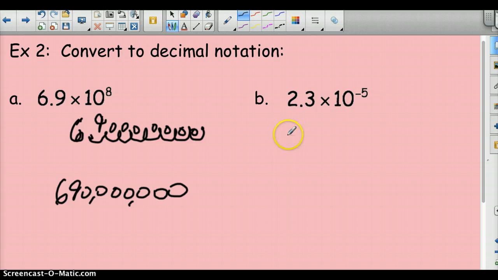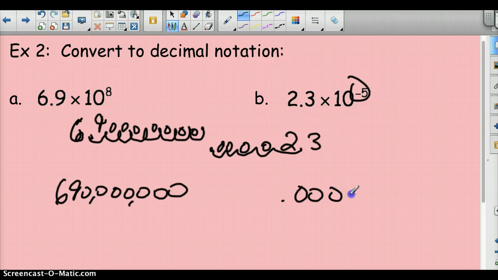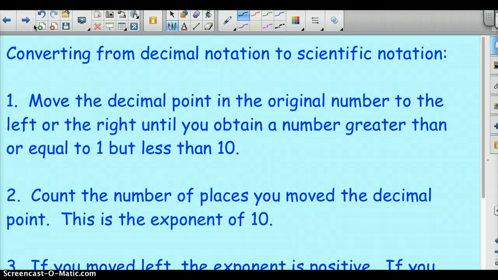2.3 times 10 to the negative 5 power. Let's start out with the number 2.3, and we realize that the power is negative, so we will move it backwards to the left 5 spaces. 1, 2, 3, 4, 5. Filling in zeros everywhere there's a space. That becomes 0.00023. Basic stuff with scientific notation, not hard at all. Now we have converted from scientific notation to decimal notation.